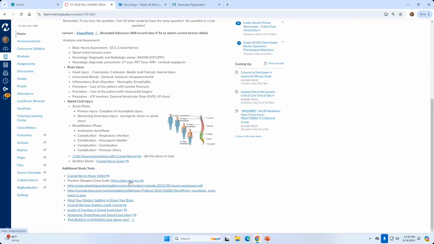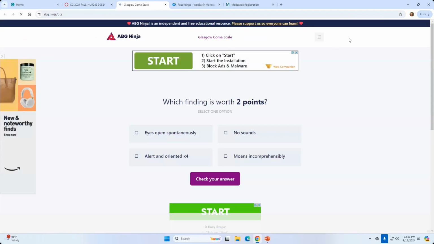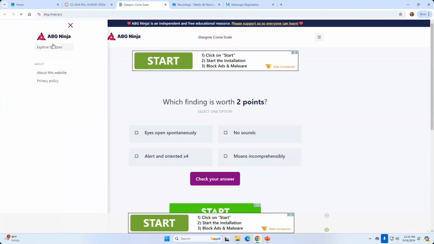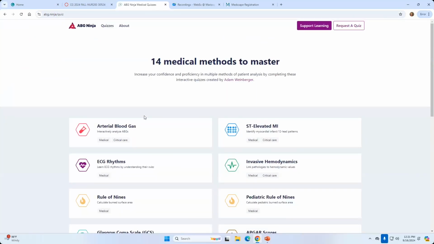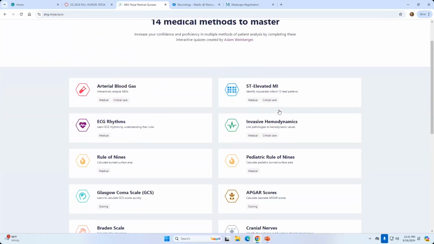There's demos of them. There's a Glasgow coma scale practice. Let's go here. ABG Ninja is great. You can practice a whole lot of things on there. I'm going to show you the Glasgow coma scale next. They have a cranial nerve exam one. Have you ever seen all these things on ABG Ninja?